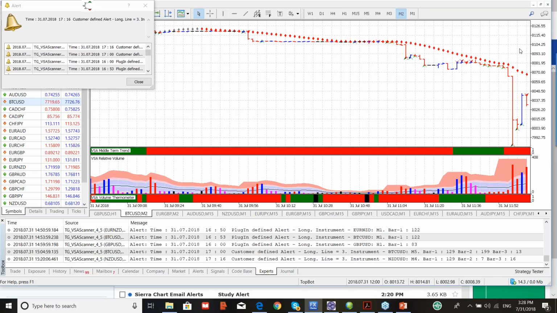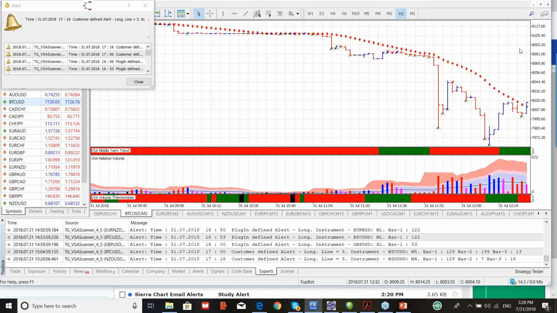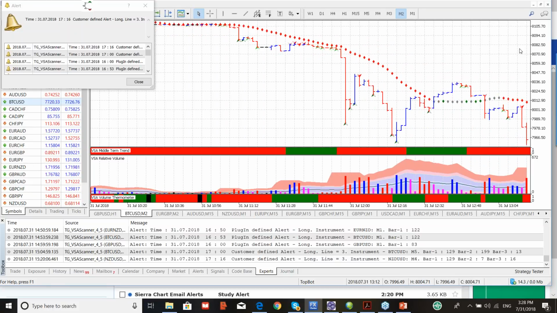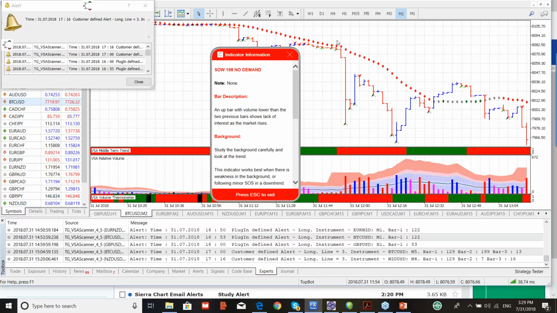Now watch what happens here as we move forward in price action. The market continues to trend down. It has a mini correction. Then there's another trap up move, and it makes a lower low. So from where we've seen here, the end of a rising market followed by no demand. Let's just remind ourselves what it is. End of a rising market, no demand.